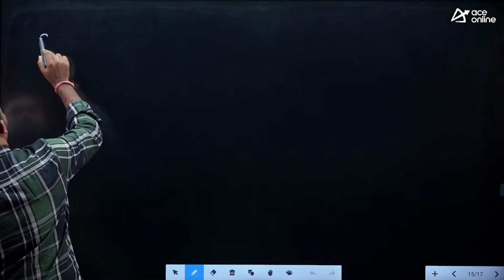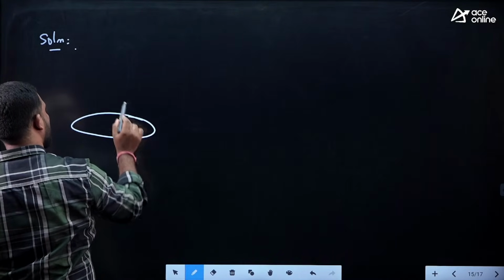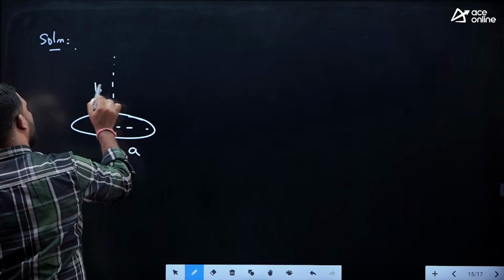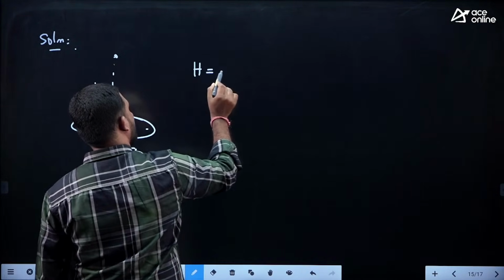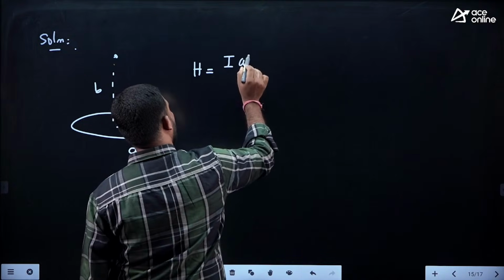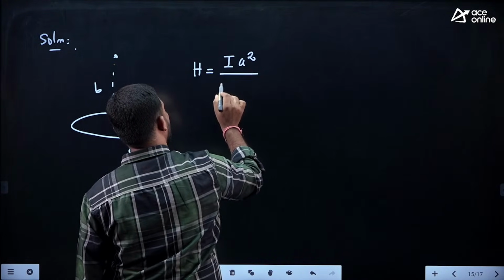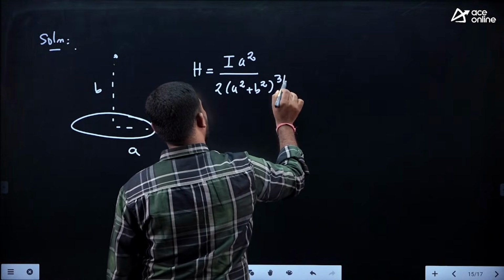Suppose it is a circular loop. This is having a radius A, this is B. So what is the magnetic field away from the center? H is equal to I A square divided by 2 into (A square plus B square) to the power of 3 by 2. This is the formula.